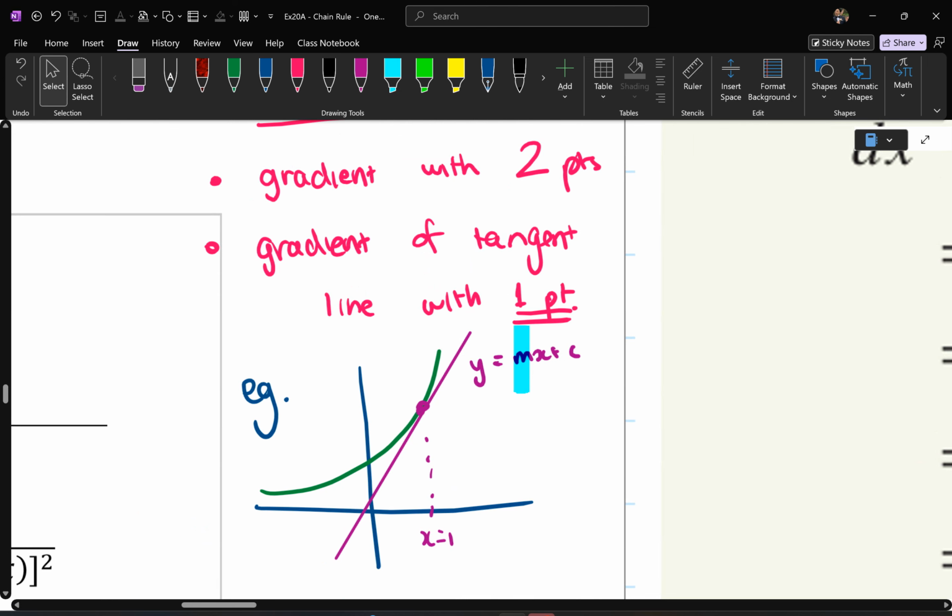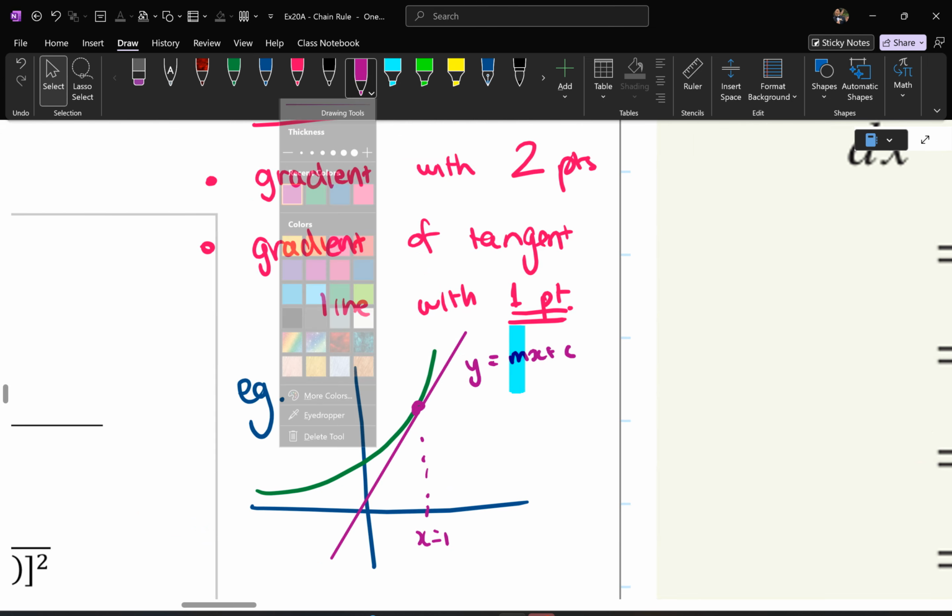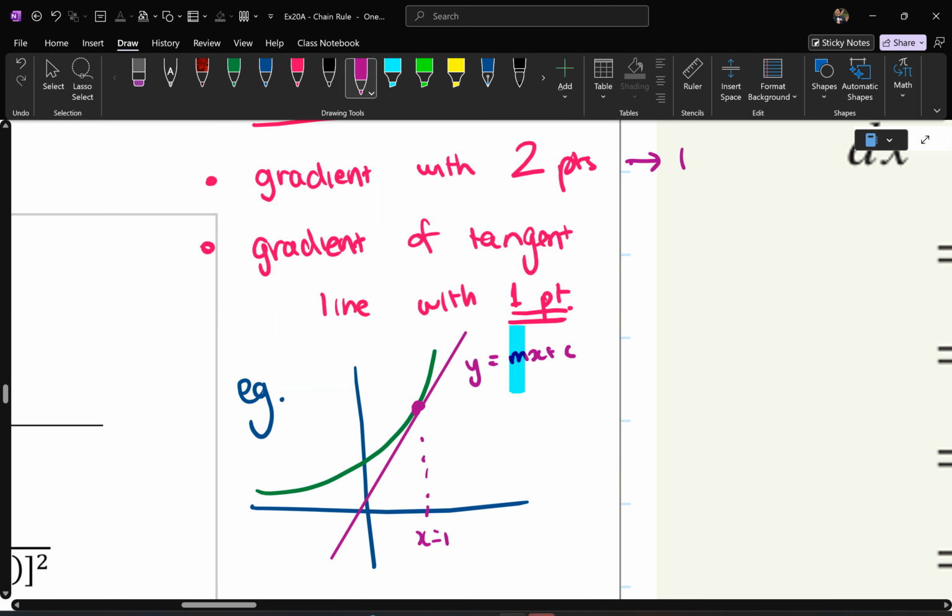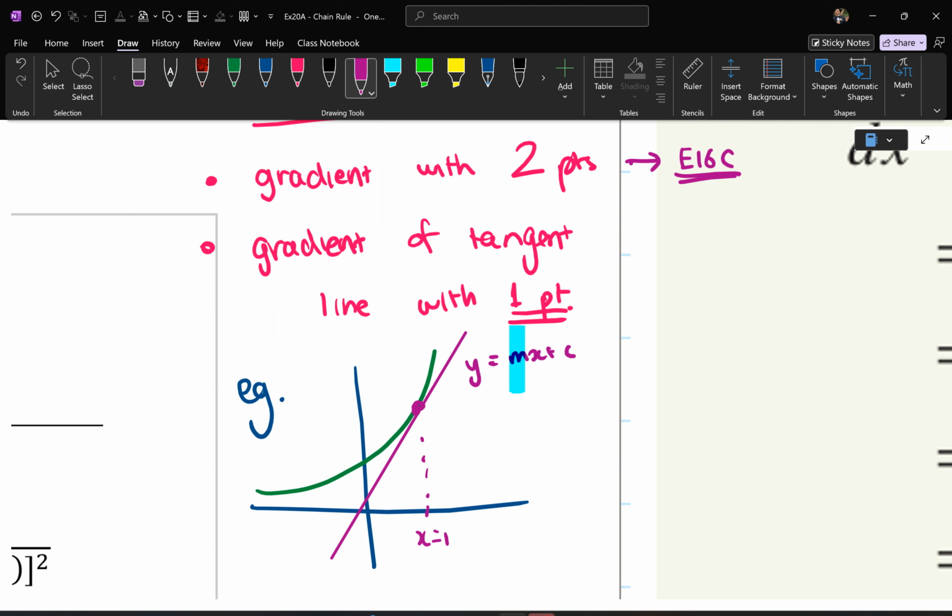How do you find the gradient at 1 point? Well, I gave you the theory. So I'm just going to write the exercise so you know which one was which again. This was exercise 16C. Was it C or D? C. 16C. All right, that was gradient with 2 points. They call it average rate of change. And then the theory was 17A.